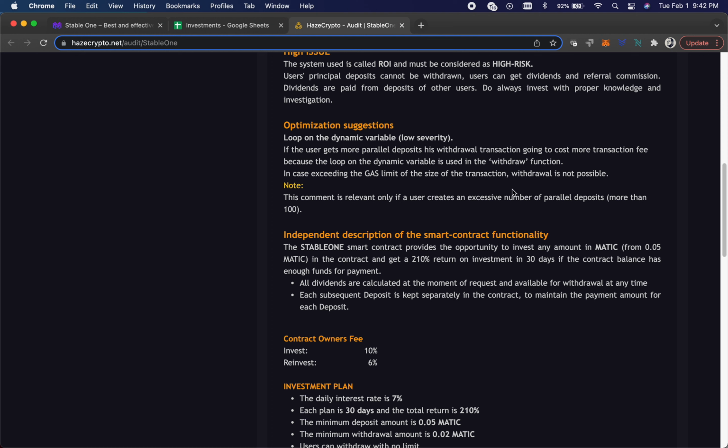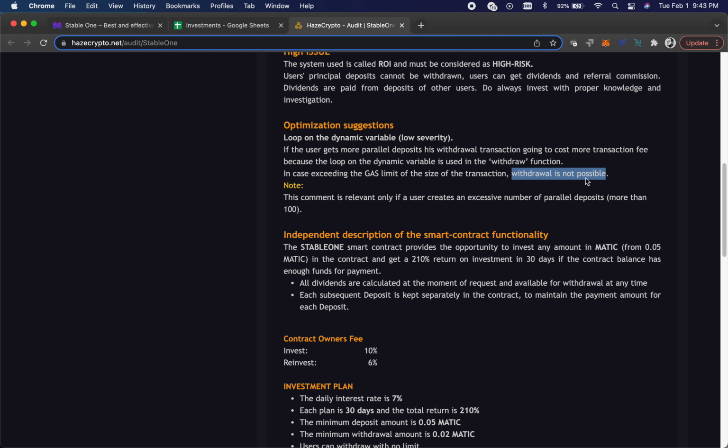Now, the problem with this, which is the big problem, is that when this gets to that size of transactions, those deposits, withdraw is not possible. Now, if you're trying to create any kind of investment platform, and you want people to actually make money, withdraw is somewhat kind of an important thing.